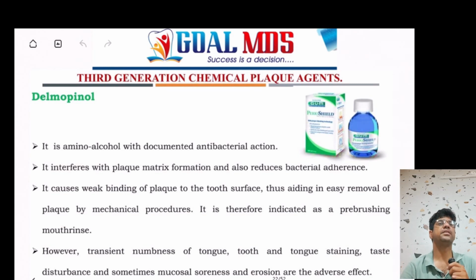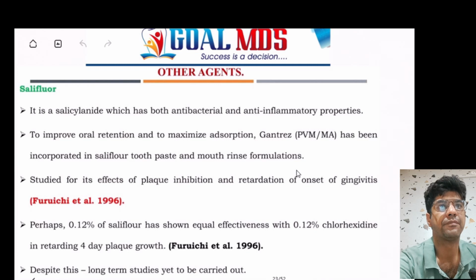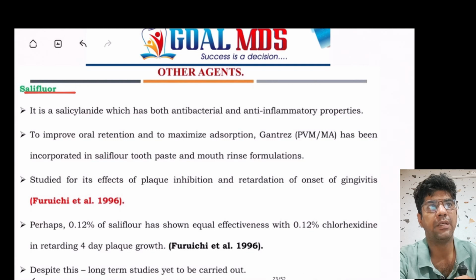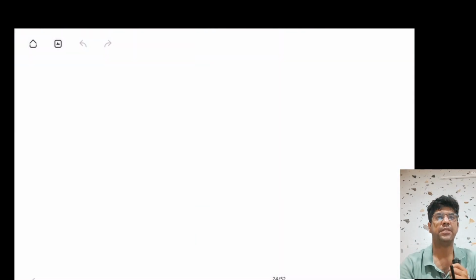Other is the third generation chemical plaque agents. The example is delmopinol. So delmopinol, how does it work? It works by disrupting the formation of dental plaque and inhibiting the attachment of bacteria to the tooth surface. It is a third generation agent. Other are the Saliflor. So remember the generation.